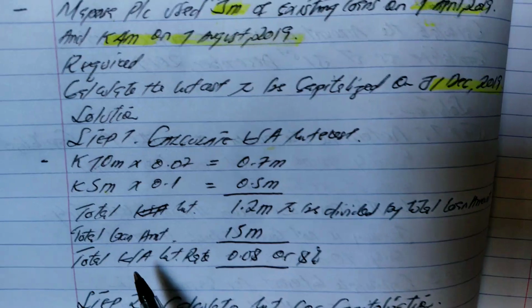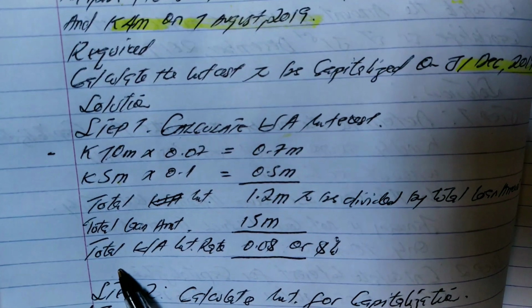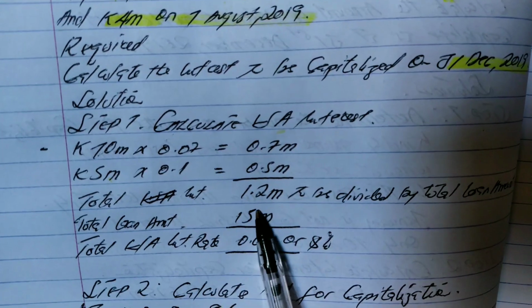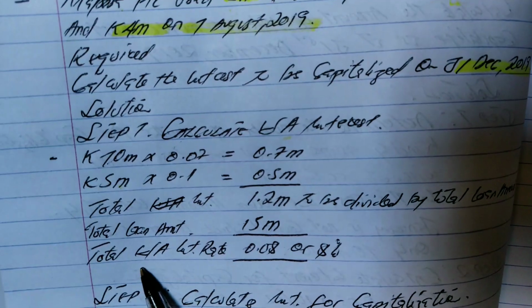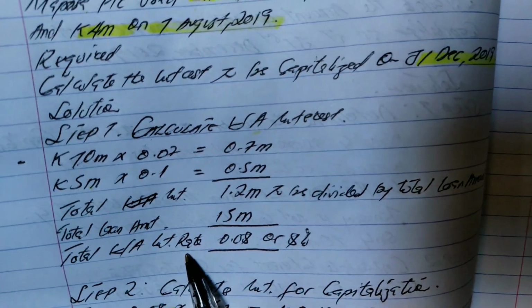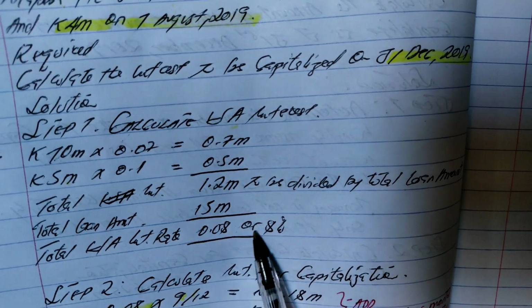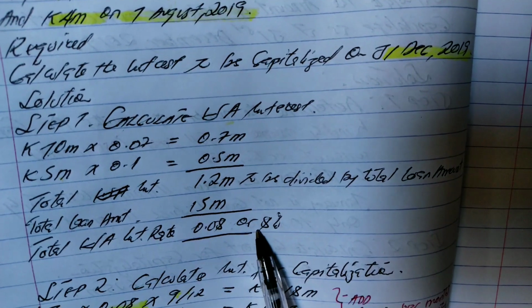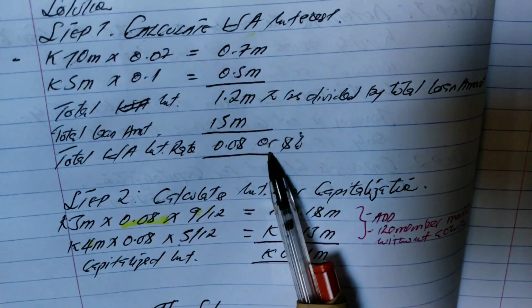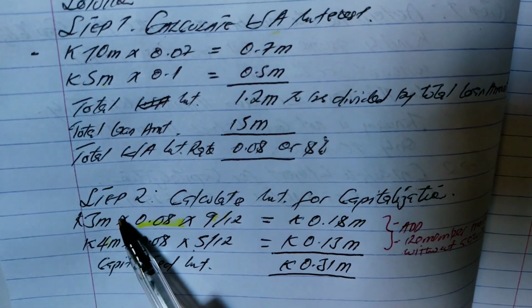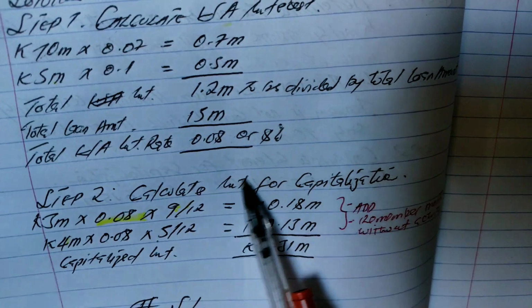So what do you do next? Next, you get the total loan amount divided into the total interest to get the weighted average interest rate. What is that? 0.08. So this is the interest rate that you're going to use to capitalize your borrowing costs. So now you go to step number 2. Step number 2, you calculate the interest for capitalization. How do you do that?